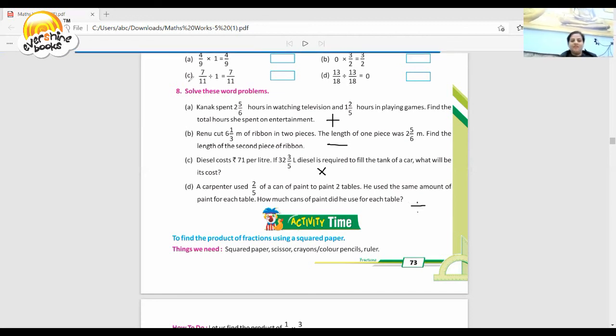Got it? Now we have done our 5th chapter. In that we have learned how to do fractions, multiplication, division, and addition also. Everything we have done.